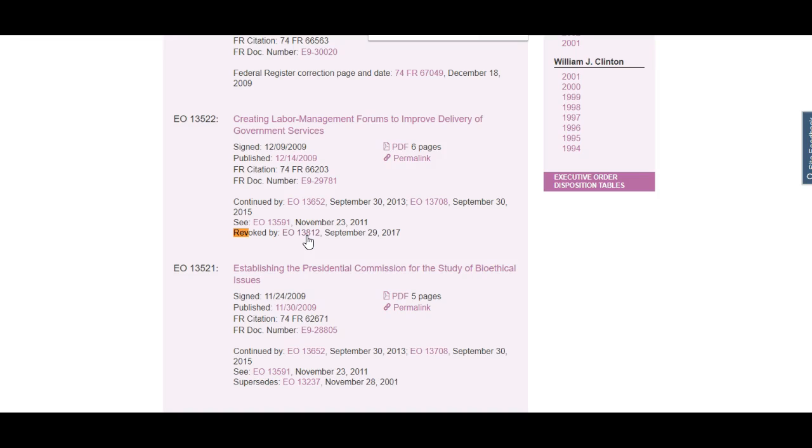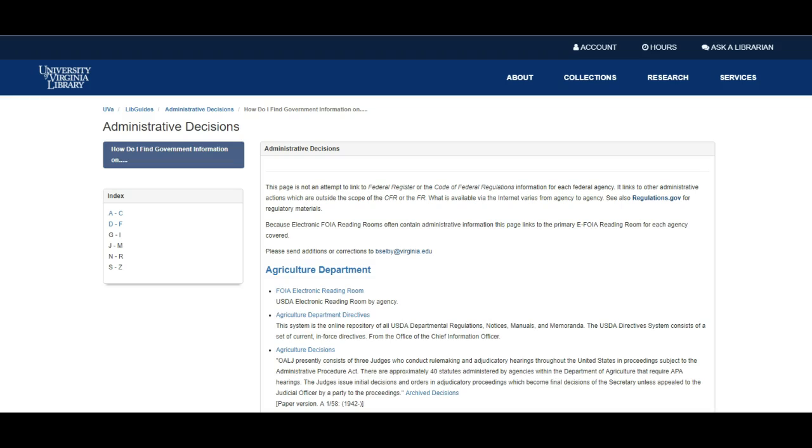Any questions about executive orders or other presidential materials? In addition to the compilation of presidential documents, the official place to find executive documents, both executive orders and proclamations, will be Title III of the CFR. If we go back to GovInfo, we would see that Title III is presidential materials.